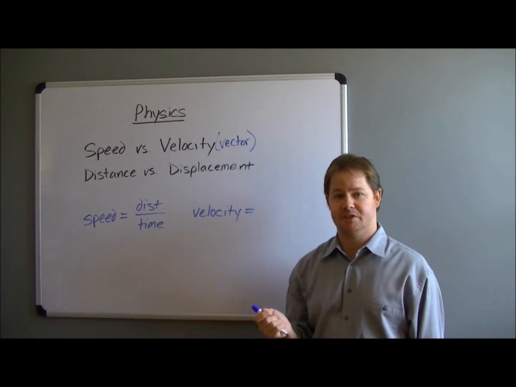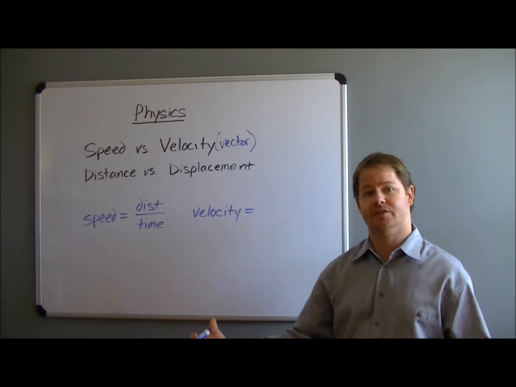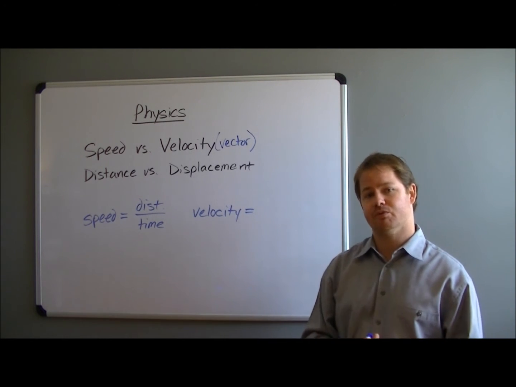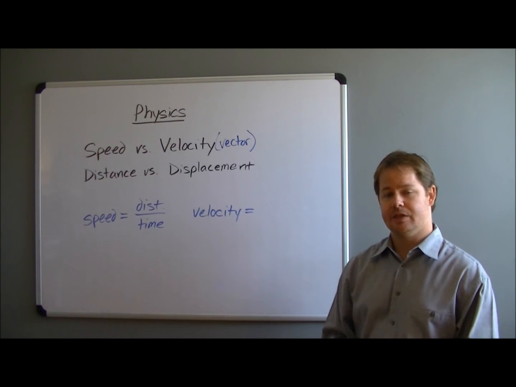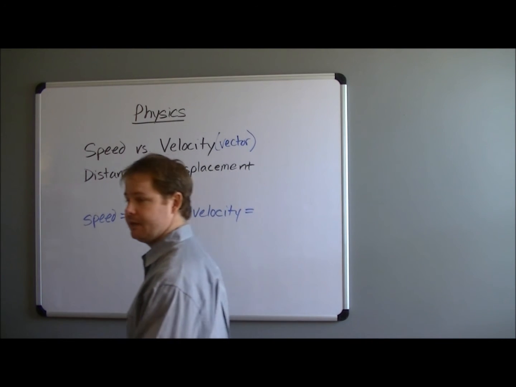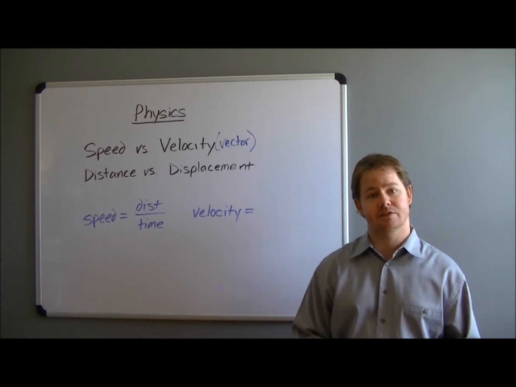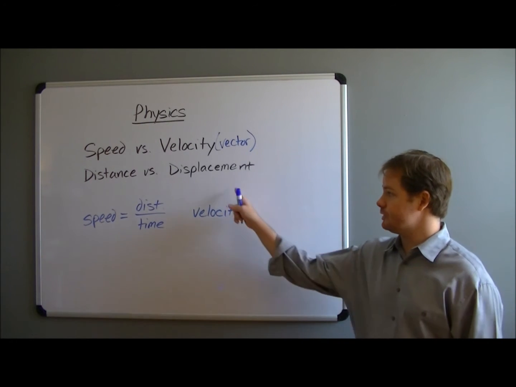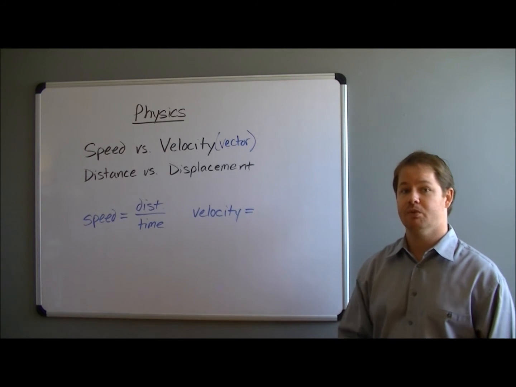distance versus displacement. Distance just has to do with the total amount of ground that's covered. Displacement has to do with where you end up relative to your starting point. So for example, if I were to walk 3 feet this way and then turn around and walk 3 feet back this way, the distance that I've covered is a total of 6 feet. However, the displacement, if you look at where I am relative to my starting point, I'm exactly where I started, and the displacement in that example would be 0.